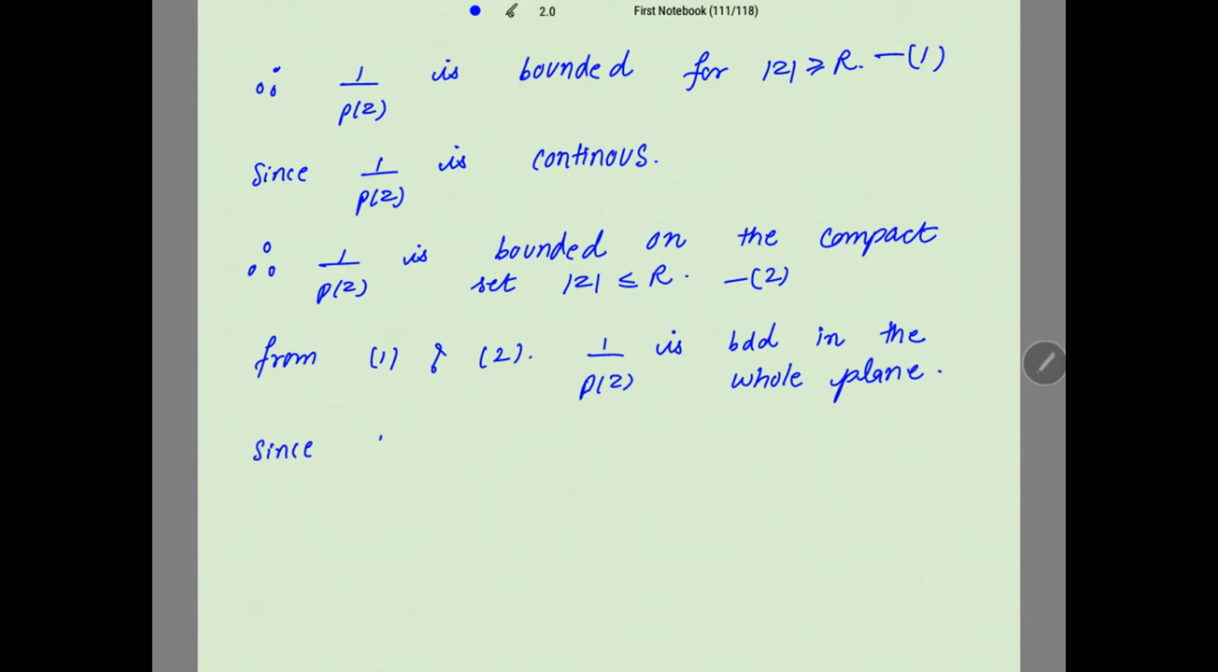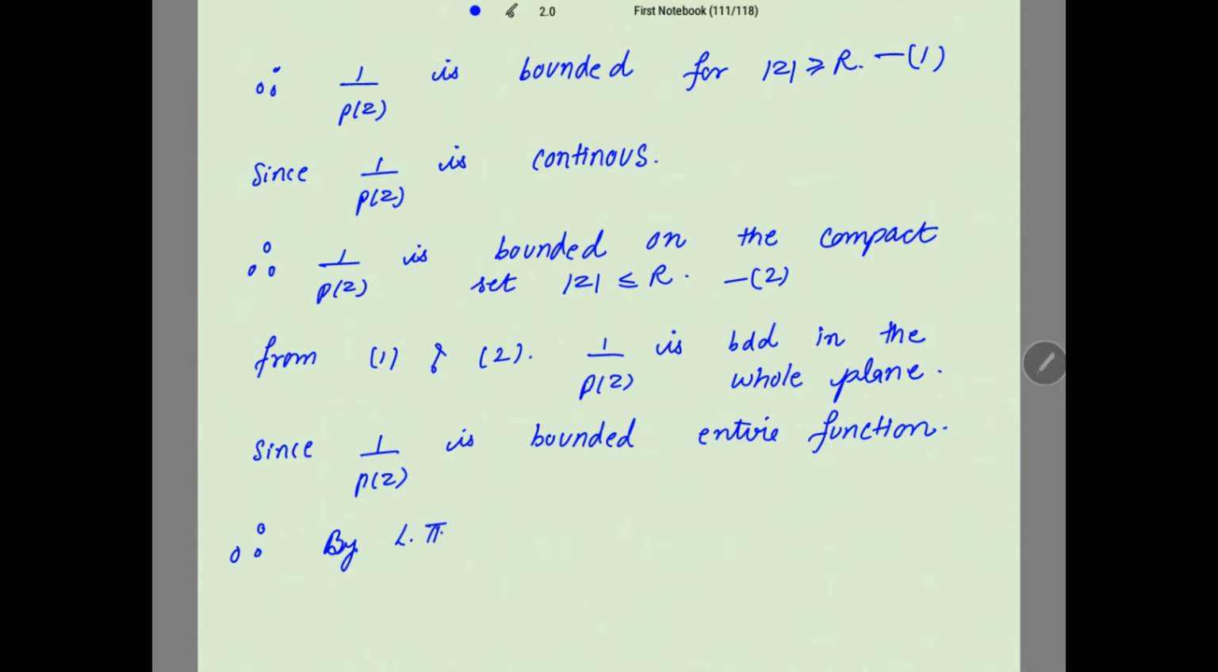Now this 1 over p(z) is your entire function and now it is bounded also. So this becomes a bounded entire function. It was an entire function already, but now it has also become bounded. So what Liouville's theorem states is that a bounded entire function must be a constant. So if 1 over p(z) is constant by Liouville's theorem, that means p(z) is constant, but in the theorem it is given that the polynomial should be non-constant. So here the contradiction comes.